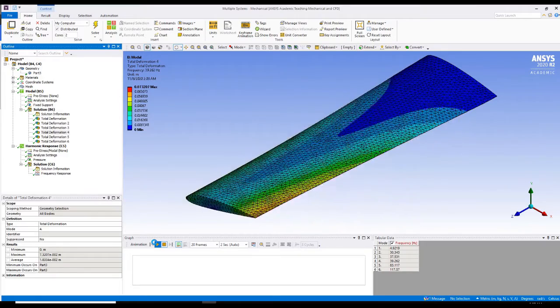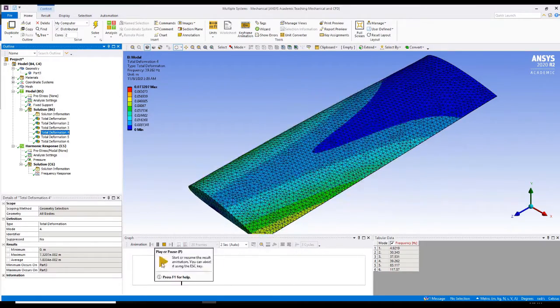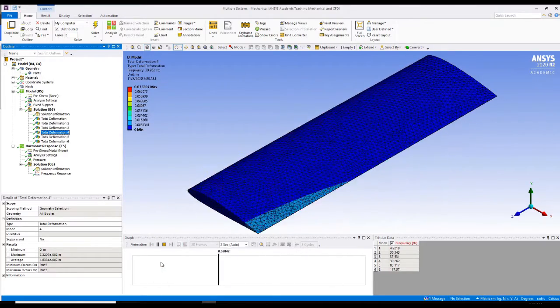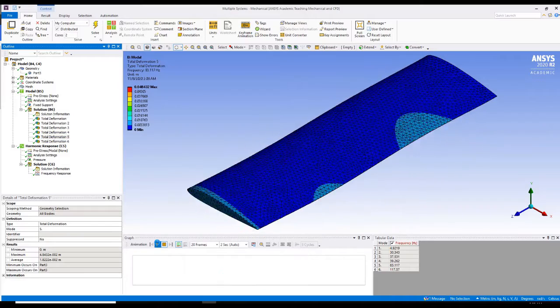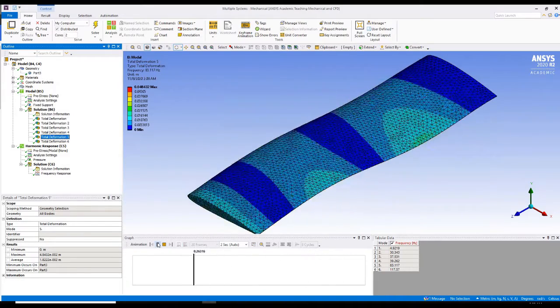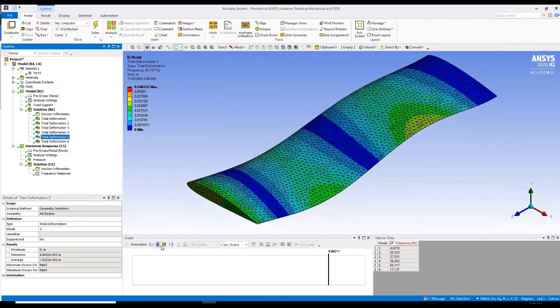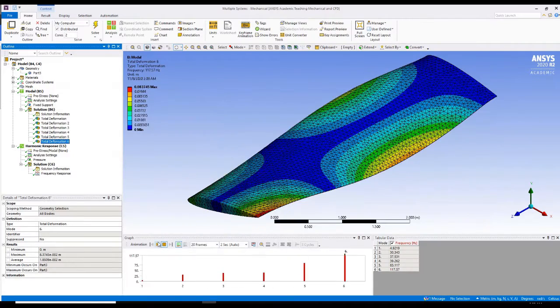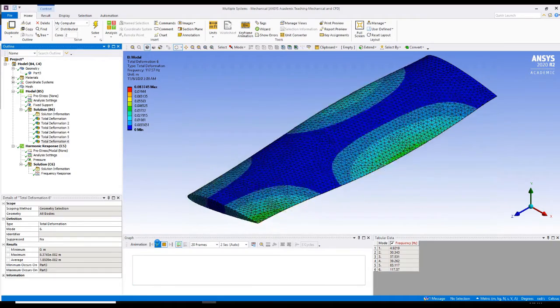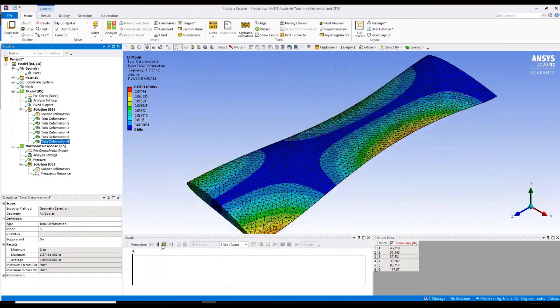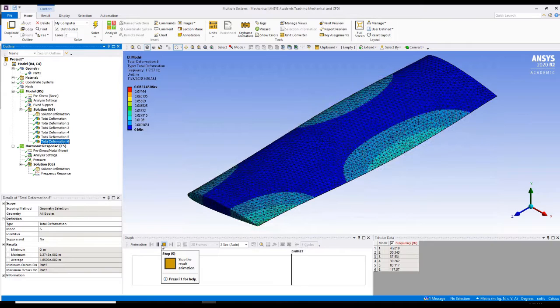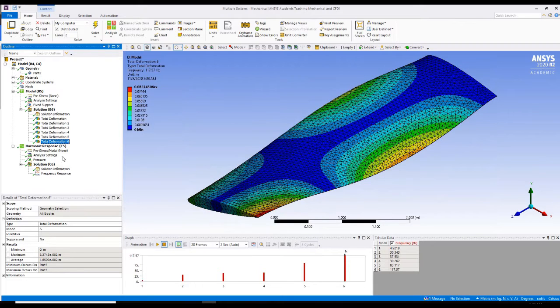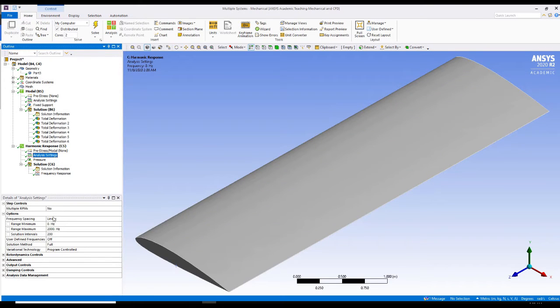The frequency for the first mode was 4.9, followed by 30.3, 37.5, 39.3, 83.1 and 117.6. As we can see, the resonant frequency causes the aircraft wings to move and deflect in completely different variations. We will be now looking at the harmonic response.